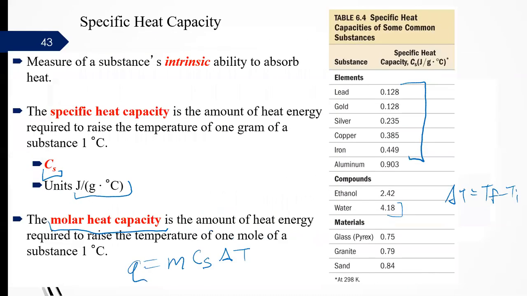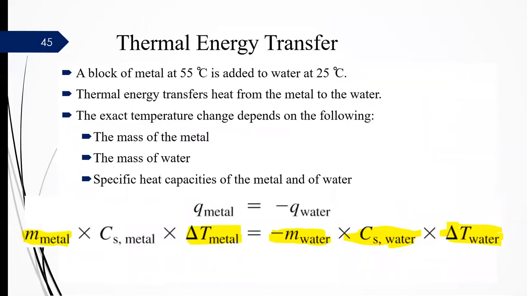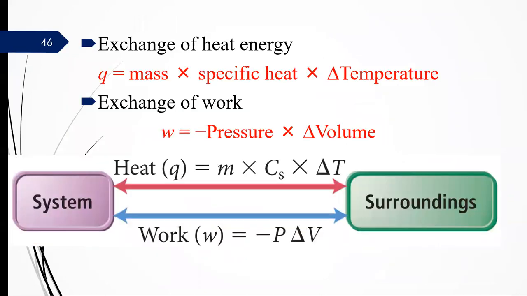Just like what we did with density, right? We can compare it against a table, and we can match up its heat capacities to a few of the options. So overall, we know that the exchange of heat energy is going to take on this equation here. Q is our mass times our specific heat capacity and our delta T.